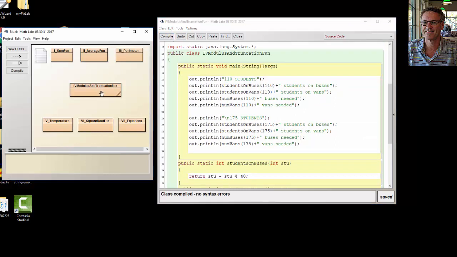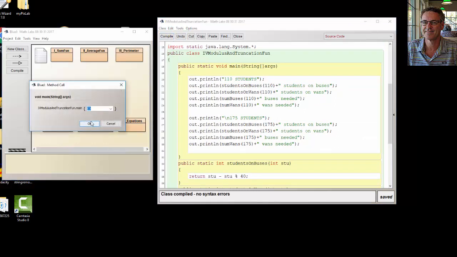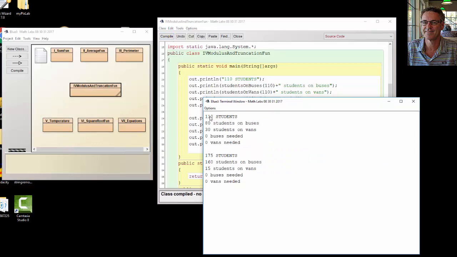Okay, let's go ahead and just make sure these work. Compile, run. 110 students, 80 on buses, that looks good. 30 on vans, that looks good. 175 students, well, that's 4 times 40, so 160 on buses, remaining 15 on vans. That's good too.